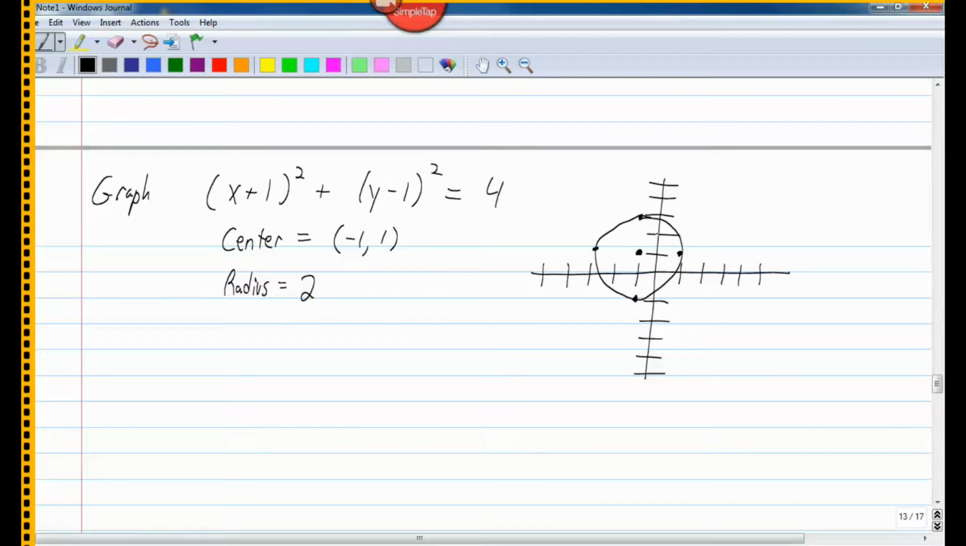Put a point at the center, and then go out over how many units the radius is from the center, up, down, left, right, get those 4 points, and then draw a circle through those 4 points. Okay, so it's really easy to sketch a circle. You just need to make sure that you have the center and the radius correct. I'm also going to show you how to graph that on your homework, because there are a couple homework problems like that.